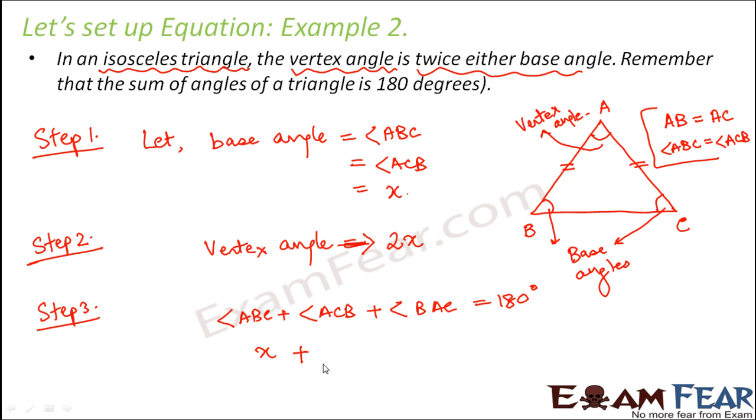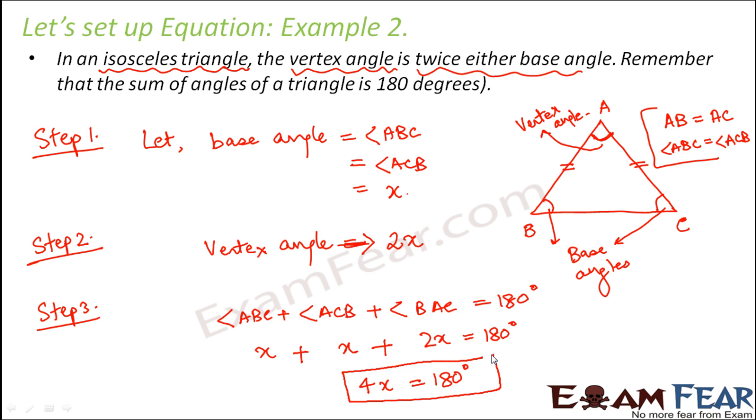What is ACB? ACB is again a base angle which is x. What is BAC? BAC is the vertex angle which is 2x. So this is equal to 180 degrees. Therefore, x plus x plus 2x, which is equal to 4x, is equal to 180 degrees. So this is going to be the equation for this problem statement. So you see here it was slightly different, but again we followed the same 3 steps and we could arrive at the equation.